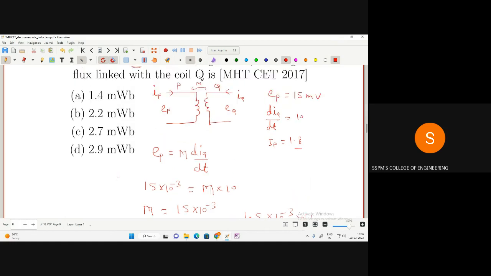In the options, it is actually 1.5, there is a typo here. So option A is the correct option. There was a typo in the typing. Instead of 1.4, you may consider it as 1.5 milliweber.